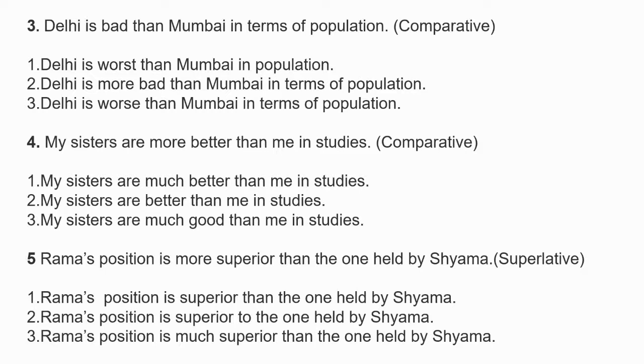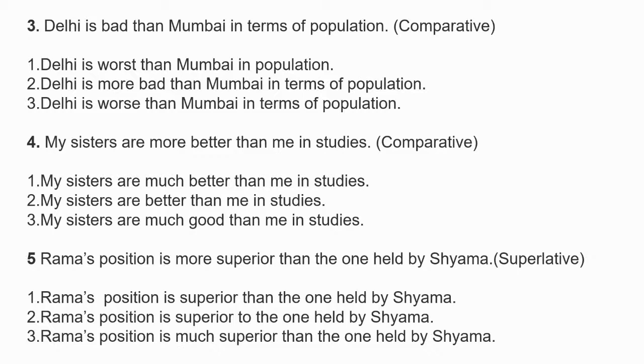Question number 4. My sisters are more better than me in studies. Choose the comparative form of the sentence from the given options. The options are: My sisters are much better than me in studies. My sisters are better than me in studies. My sisters are much good than me in studies.